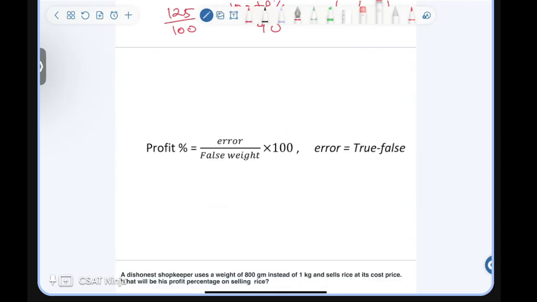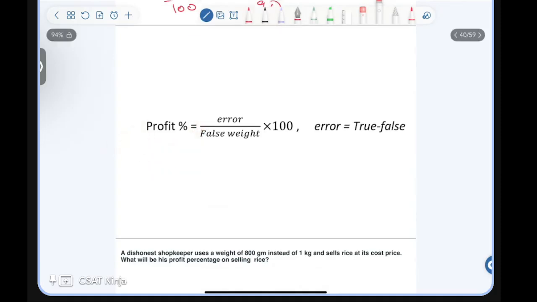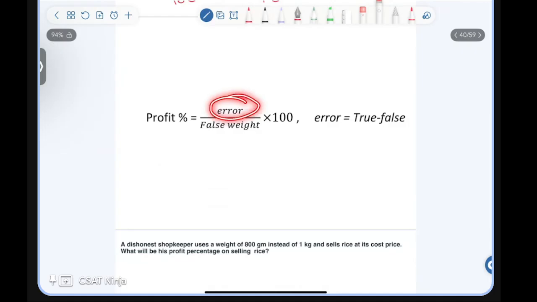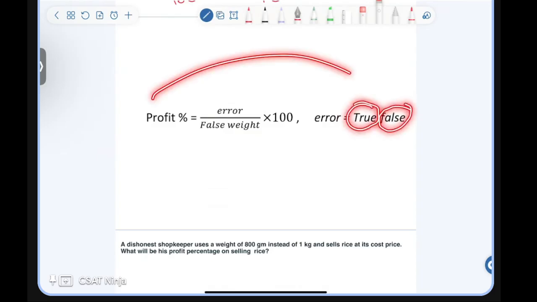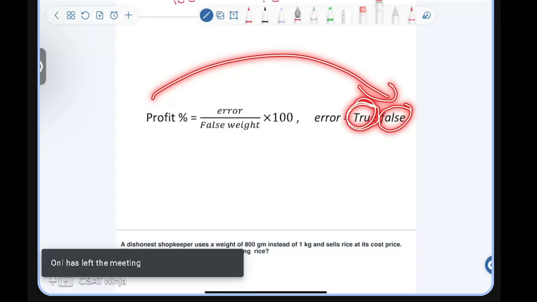If a shopkeeper is dishonest, then obviously the shopkeeper is earning a profit. He or she will never be in a loss if he or she is cheating their customer. So the formula here is error divided by false weight into 100. What is error? There will be a true value, and the shopkeeper will be using a false value. From the true value, if we subtract the false value, that is the error.